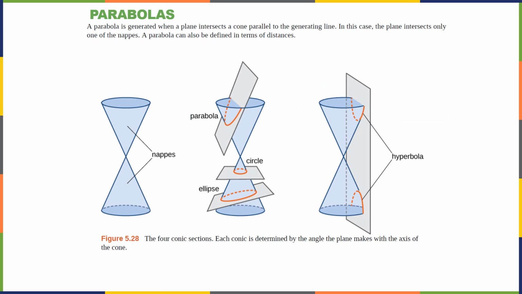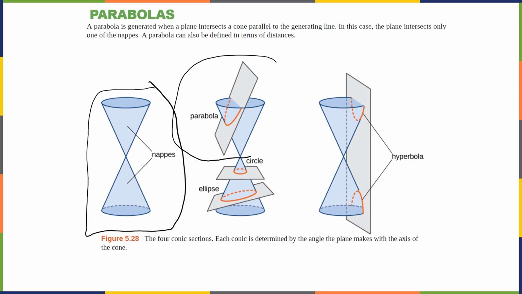A parabola is generated when a plane intersects a cone parallel to the generating line. In this case, the plane intersects only one of the nappes of the cone. Here you see a double cone. Each of the cones is called a nappe, and in the top of this graphic you can see a plane, almost like a sheet of glass, intersecting the nappe of the cone, creating the parabola.